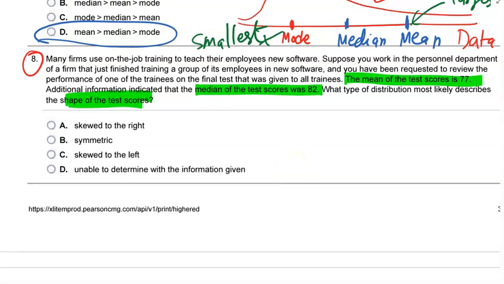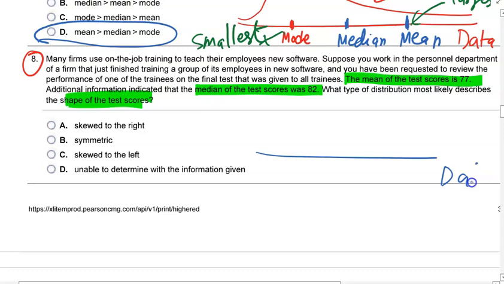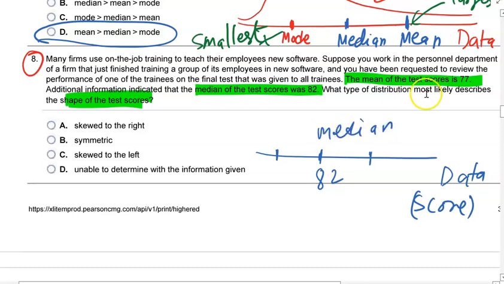Here, the data is pretty much the scores. Let's say the mean score is here. I put three points: mean, mode, and median. The median score is 82, so let's say 82 is here. That's the median. And the mean is 77.